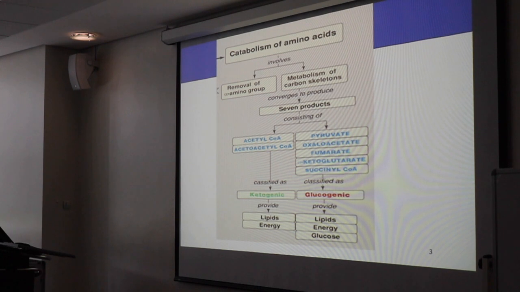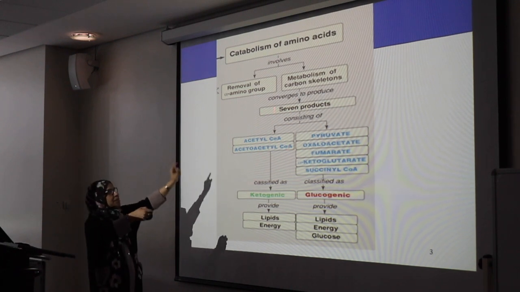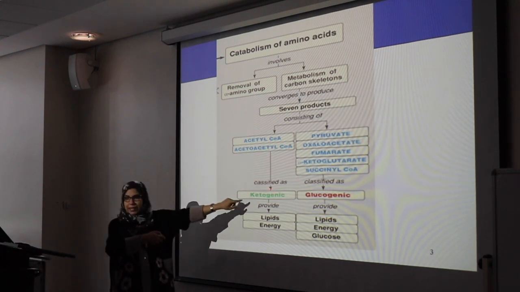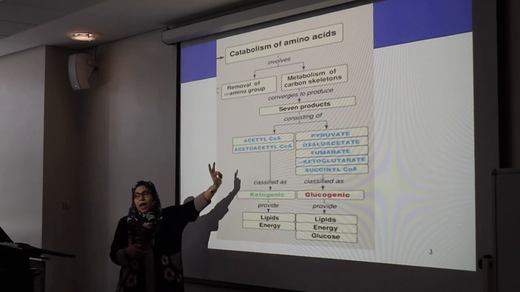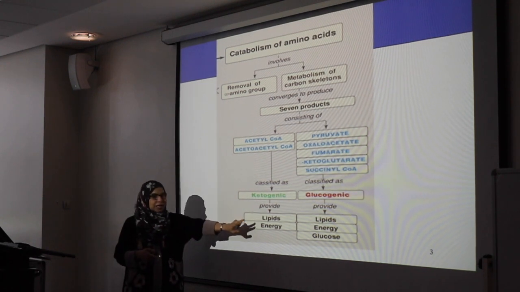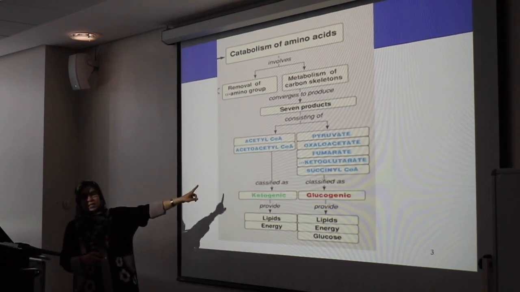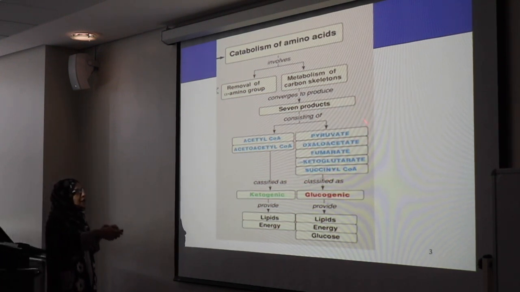We have the acetyl-CoA and acetoacetate, which, if they are given, it means that your amino acid is ketogenic. Why ketogenic? We said because these 2 are precursors for ketones. We can use them to make lipids, we can use them to make energy, but we cannot use them to make glucose.